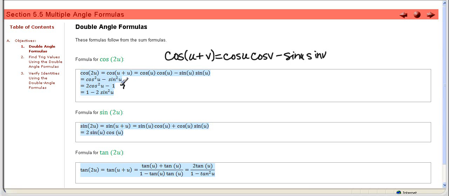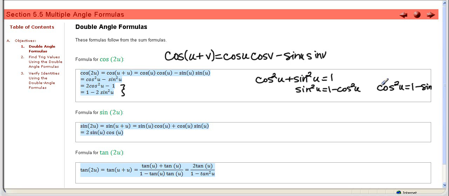Now the other two are just different variations of that whenever we use the Pythagorean identity, cosine squared u plus sine squared u equals 1. Remember that we can solve for sine squared u to get 1 minus cosine squared u. Likewise, we can also rewrite cosine squared u as 1 minus sine squared u.